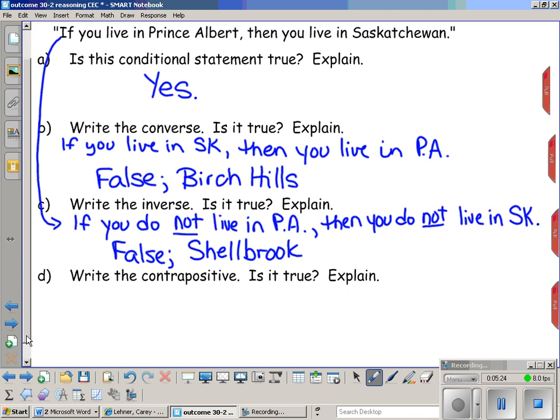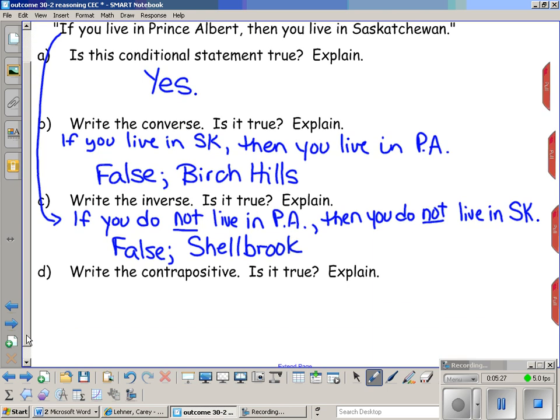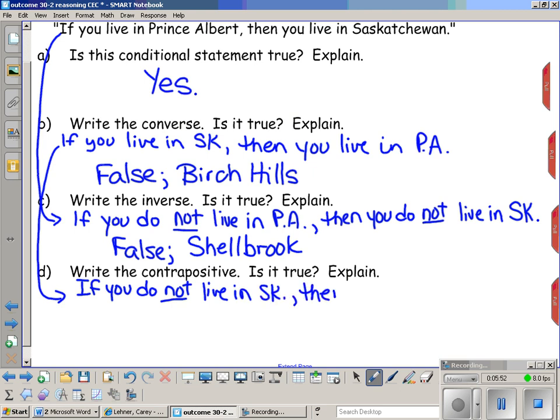Now we want to write the contrapositive. Now let's remember what the contrapositive is. The contrapositive is negating the converse. So we take our converse and we're going to negate that one. So we're going to say, if you do not live in Saskatchewan, then you do not live in Prince Albert.